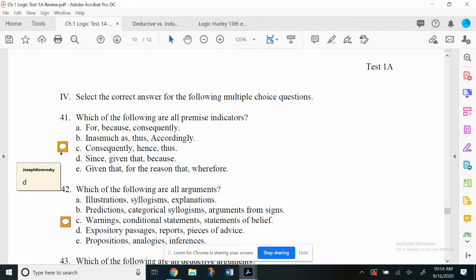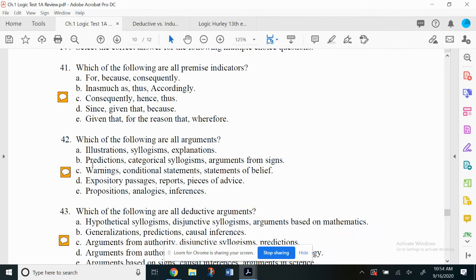Only D works. They're all premise-indicating words. How about 42? Which of the following are all arguments, or argument forms? They are B: predictions, categorical syllogisms, argument from signs. Predictions is inductive, categorical syllogism is deductive, argument from signs is inductive, but they're all arguments, right? Because arguments are either deductive or inductive. It's just trying to say, hey, only B has argument forms.